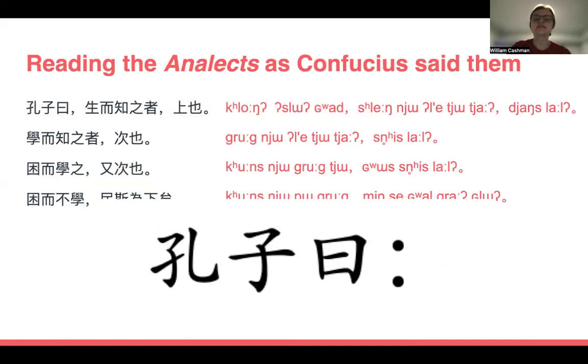So, all of this being said, how would Confucius have actually said his teachings back in the Zhou dynasty and the Warring States period? So, here is my best attempt at reading this passage from the 论语 in Old Chinese.